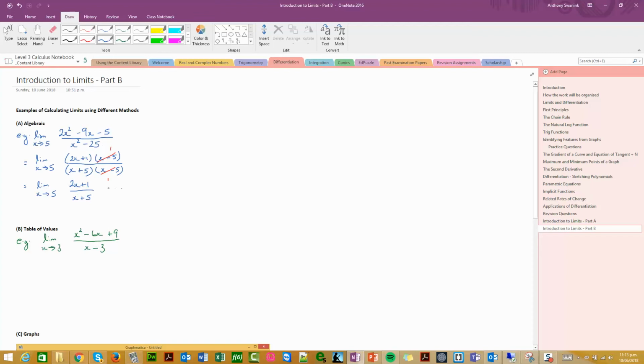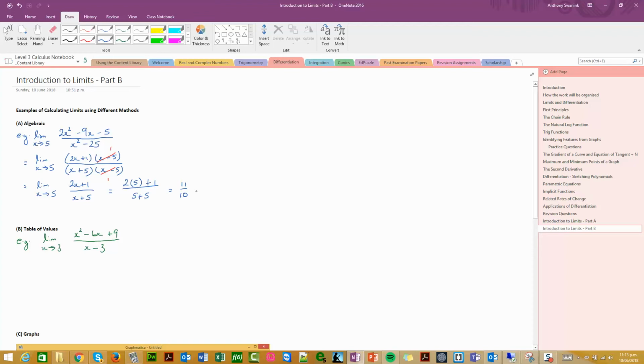Right, so what do we do at this stage? Well, we simply substitute the 5 in. That means 2 times 5 plus 1, which gives us 11, and 5 plus 5 on the bottom, which gives us 11 over 10. Which is fine, or 1 1/10, or 1.1.